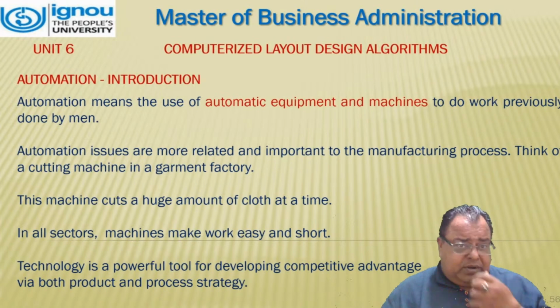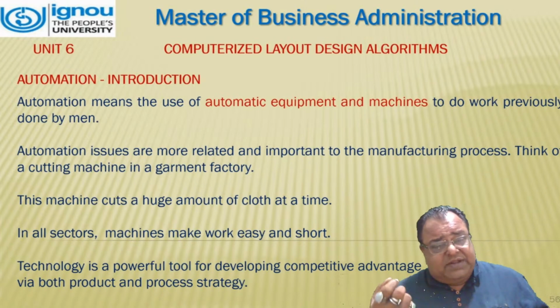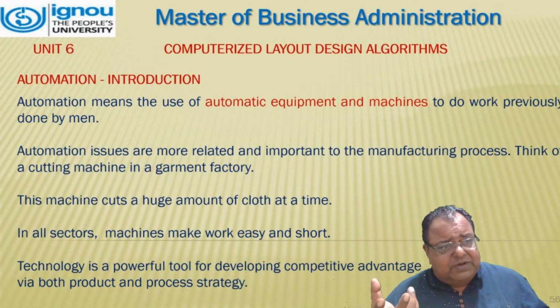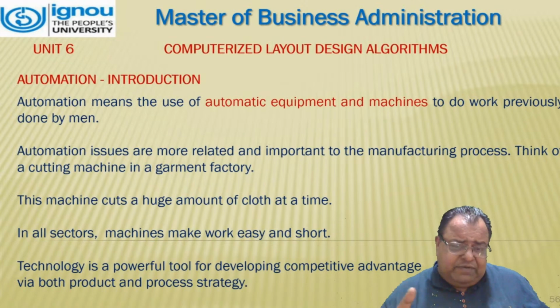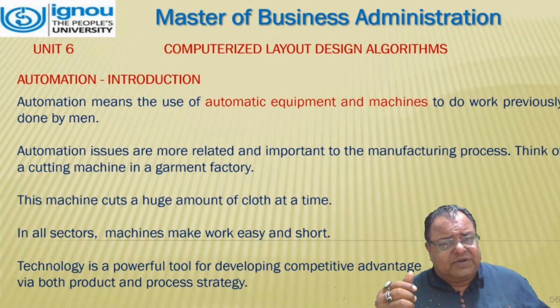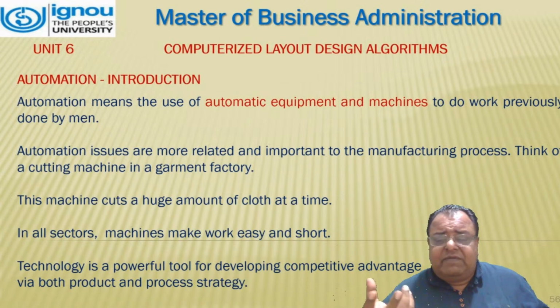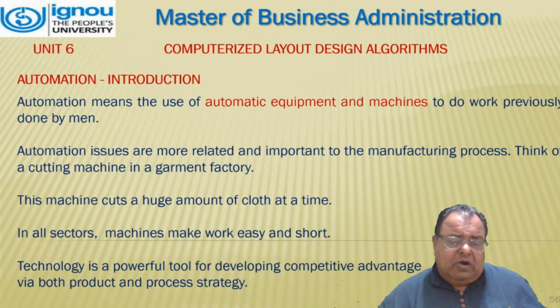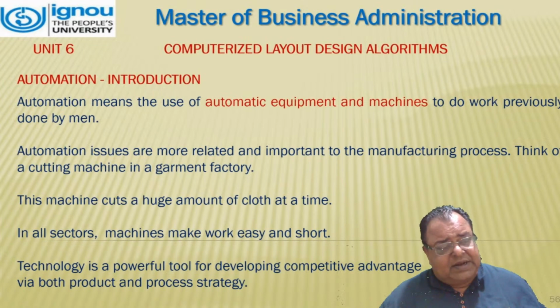Since we talk about computerized layout design, that means we will be talking about computers. Here, automation also takes place because there are different factors and different tools which are used. So first of all, we start with automation. Automation means the use of automatic equipment and machines to do work previously done by men.